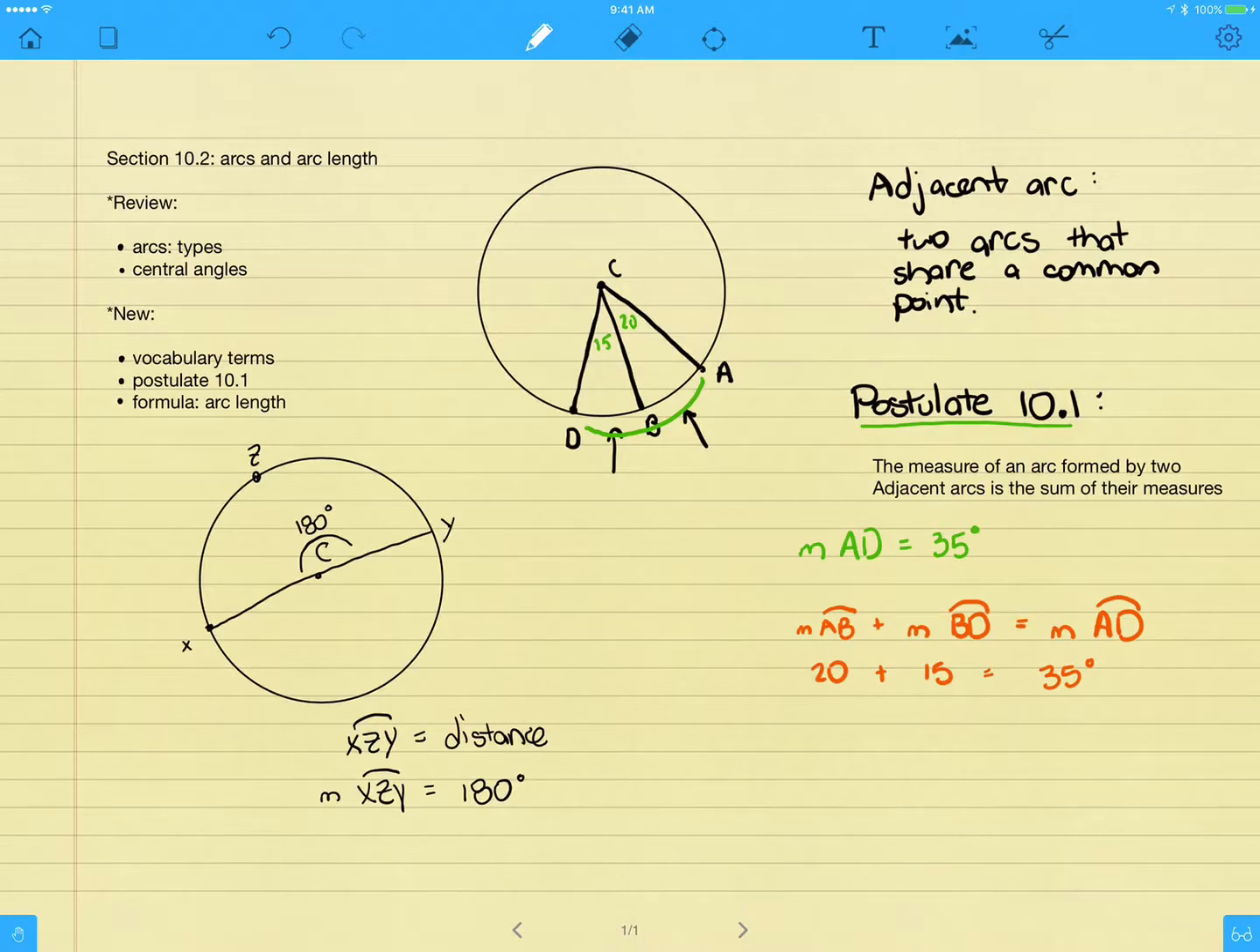Now, obviously, common sense, most people don't even need to know the postulate behind it, but that'll be a part of the homework that we're going to be getting, so that's kind of the big deal. Now, let's move on to the actual formula about arc length, and I'm going to use this other circle to help me out here.